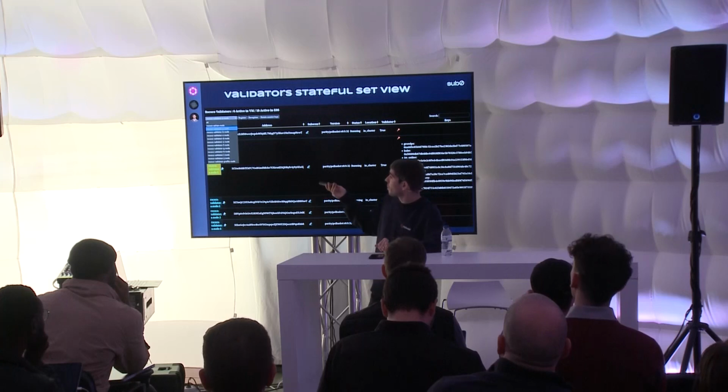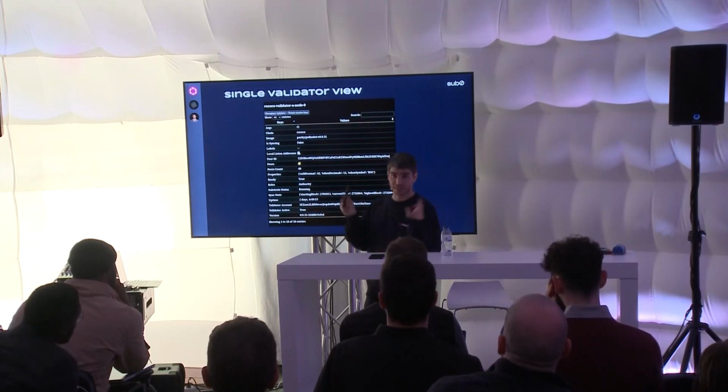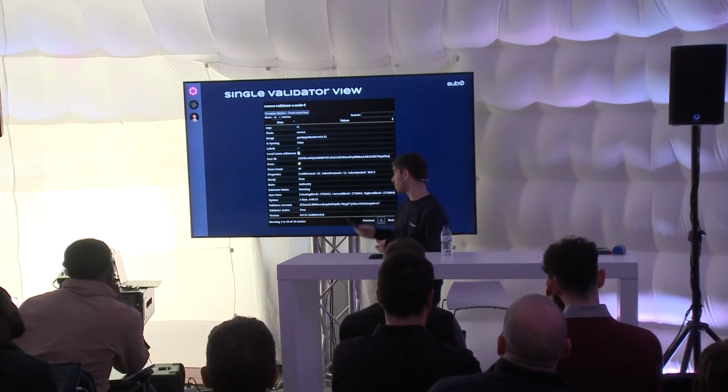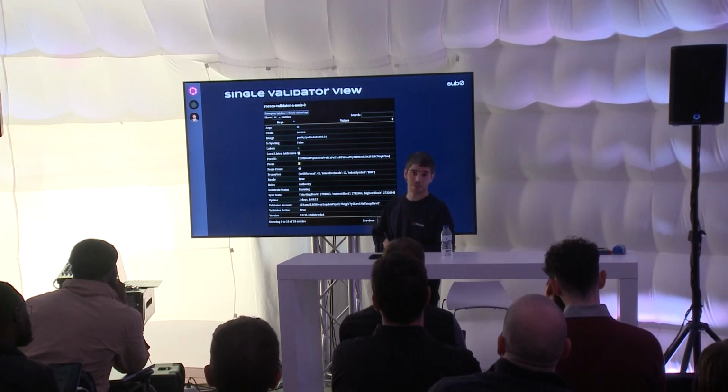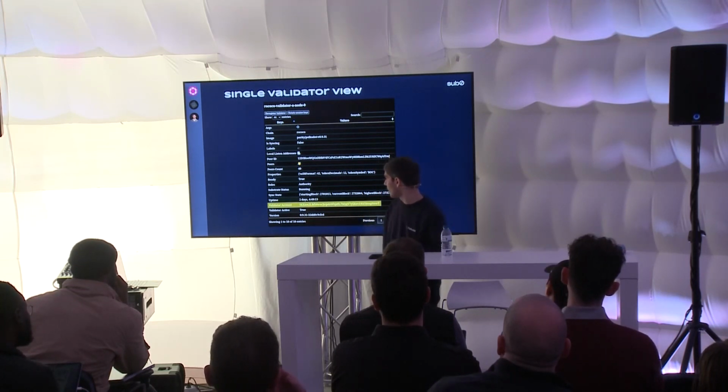If I click on just one node, here I have a link, and then I will also have a single node view. There I will find all the information of my node that I can retrieve from the RPC endpoint. So there I have it at a glance, like my validator account.